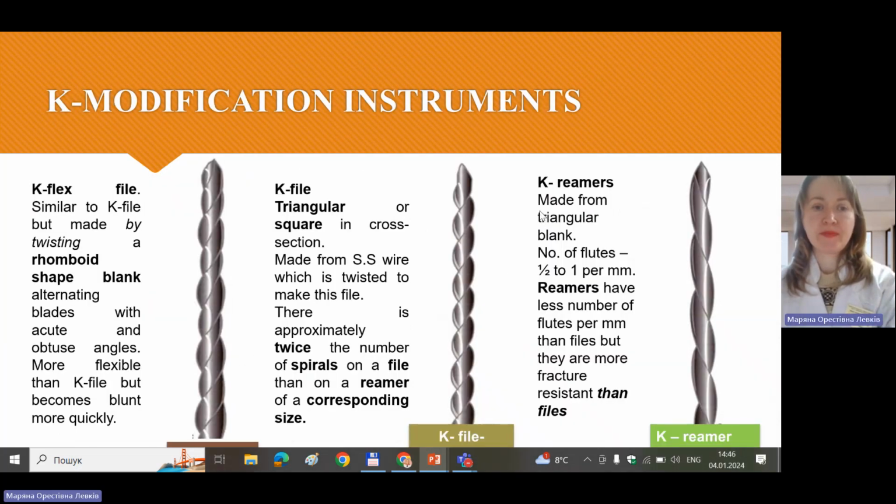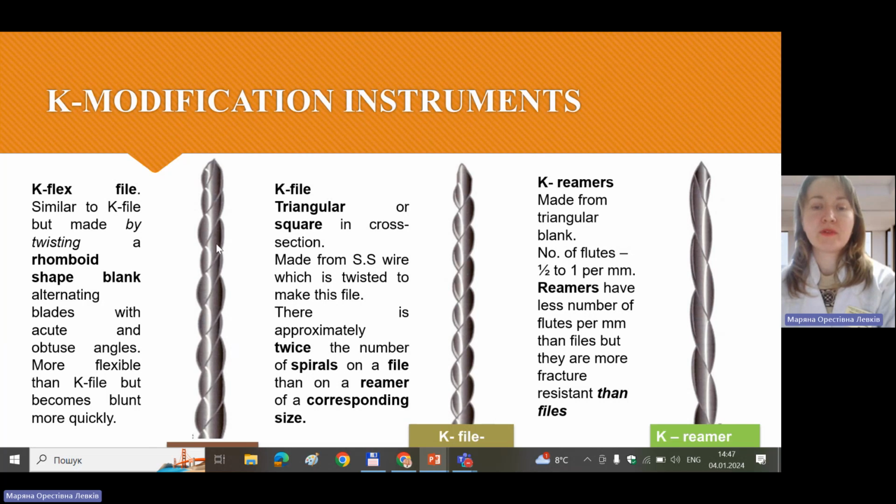Modification instruments. We have in this group K-flex file, similar to K-file, but made by twisting a rhomboid-shaped blank, alternating blades with acute and obtuse angles, more flexible than K-file, but becomes blunt more quickly. K-file, triangular or square in cross-section, made from stainless steel wire which is twisted to make the file. There are approximately twice the number of spirals on a file than on a reamer of a corresponding size. K-reamers are made from a triangular blank, number of flutes 1/2 to 1 per millimeter. Reamers have fewer flutes per millimeter than files, but they are more fracture resistant than files. So a reamer looks like a loose spiral and a K-file looks like a tight spiral.